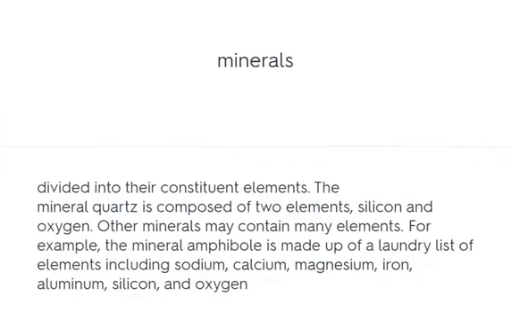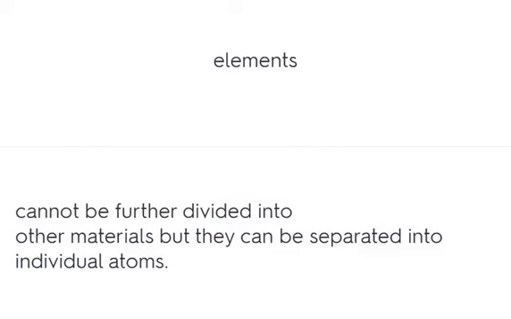Minerals: divided into their constituent elements. The mineral quartz is composed of two elements, silicon and oxygen. Other minerals may contain many elements. For example, the mineral amphibole is made up of a laundry list of elements including sodium, calcium, magnesium, iron, aluminum, silicon, and oxygen. Elements cannot be further divided into other materials, but they can be separated into individual atoms.